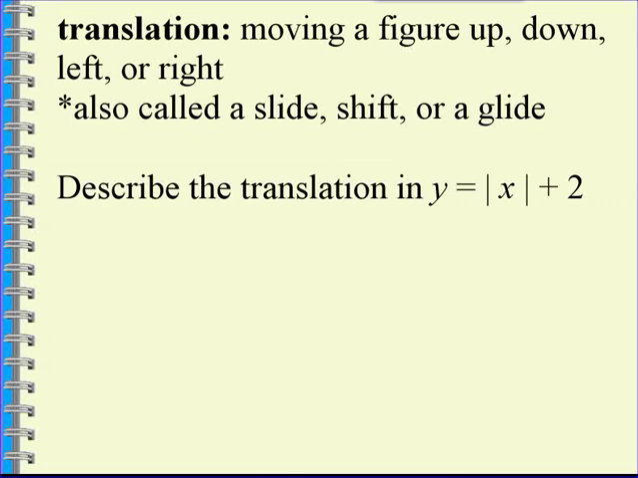A translation is moving a figure up, down, left, or right. So basically this is called a slide, a shift, or a glide. Slide, shift, or glide is what we're going to be talking about now. So in GeoGebra, I want you to graph the following. Y equals the absolute value of x plus 2. So I want you to quickly just graph that.